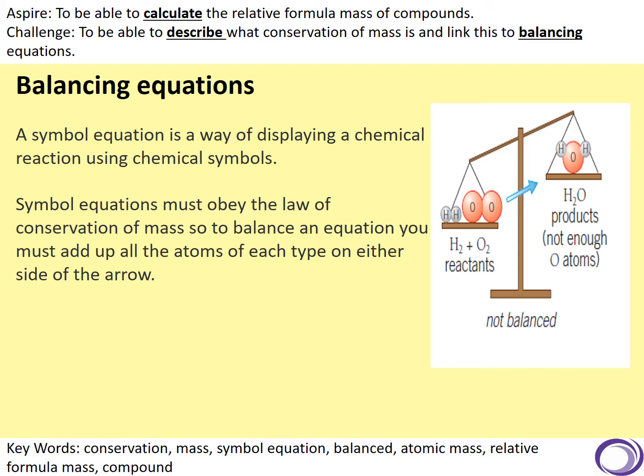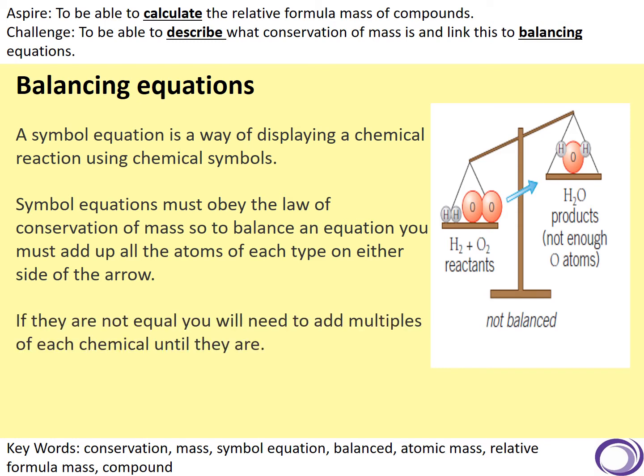If we have hydrogen gas, which is made of 2 hydrogen atoms, and oxygen gas, which is made of 2 oxygen atoms, and we produce water, there would only be 2 hydrogen and 1 oxygen atom in a single water molecule. So there's not enough oxygen atoms. So that is not a balanced equation.